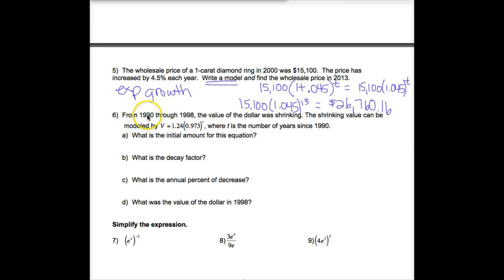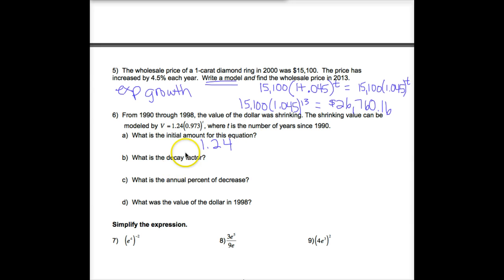Number 6, from 1990 through 1998, the value of the dollar was shrinking. Obviously not in the United States, a dollar was still a dollar. We're talking globally here. The shrinking value can be modeled by this equation where T is the number of years since 1980. Notice that it's testing, do you know what the variables stand for? So here I gave you the model. I want to know that you understand and can interpret it. What's the initial amount? Well, that's always what's in front. It's 1.24.